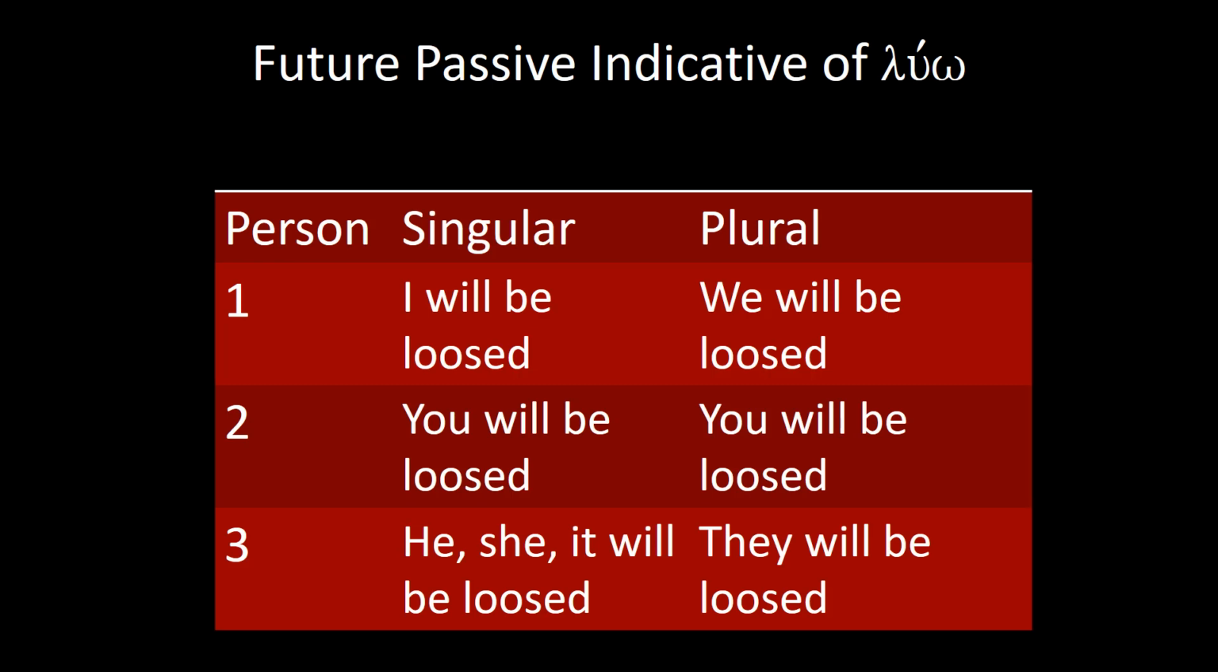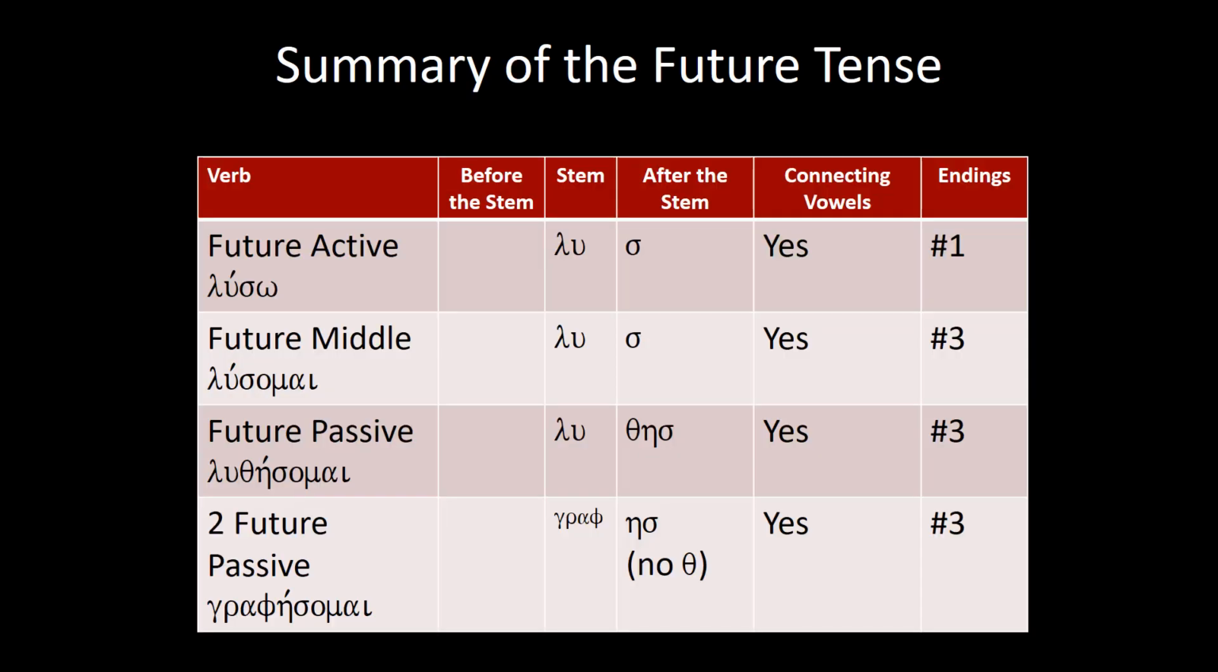I will be loosed, you will be loosed, he will be loosed, we will be loosed, you will be loosed, they will be loosed. So that's the future passive. That's the verb stem, theta eta plus sigma, number three endings.